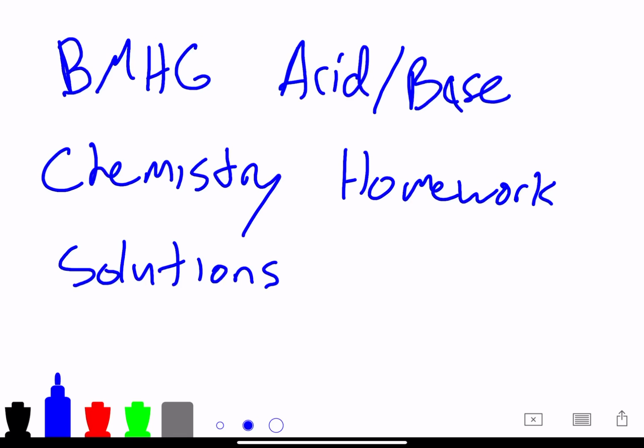Okay, so today we're going to look at the homework solutions to the acid-base chemistry homework, which is chapter 20 in your book. The first question asks you to classify a list of species as either strongly acidic, strongly basic, weakly acidic, or none of the above. So you get your strong acids from table 21 as well as your strong bases.